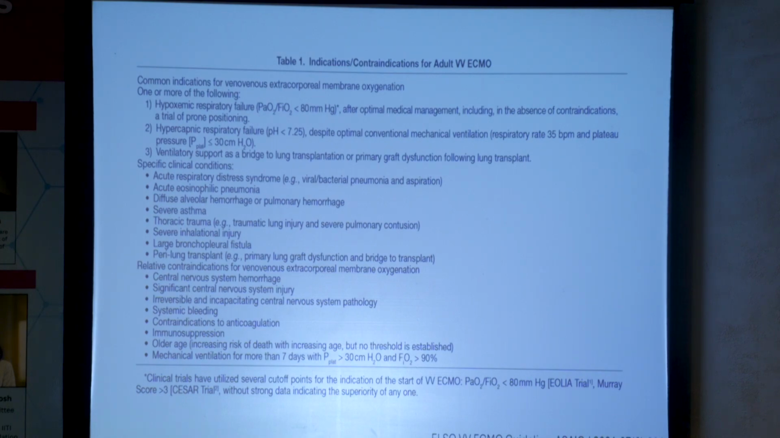Number 2, hypercapnic respiratory failure, despite optimal conventional ventilation, and specifically looking at keeping your plateau pressure less than 30, ideally keeping your rate ideally less or much less than 35 breaths per minute. And then number 3 is the bridge to lung transplantation or primary graft dysfunction after a lung transplant.